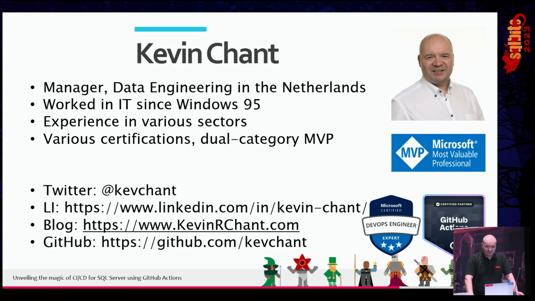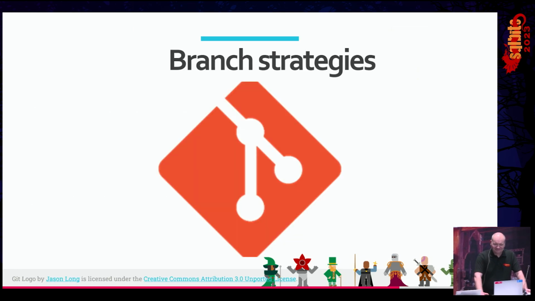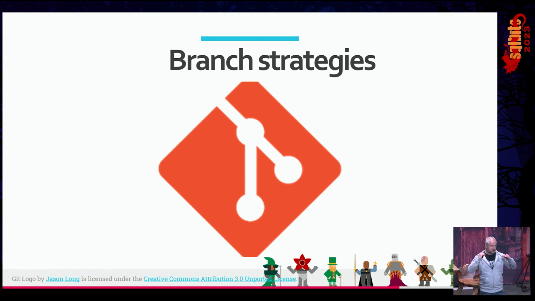So, branch strategies. When you install Git, it's always the main branch, right? But that doesn't work for us because we have to do a lot more with it, separating dev and features and all that kind of stuff. So we're going to go through a couple of examples of how we can do that, and then I'm going to show you how to do that with a couple of the strategies.